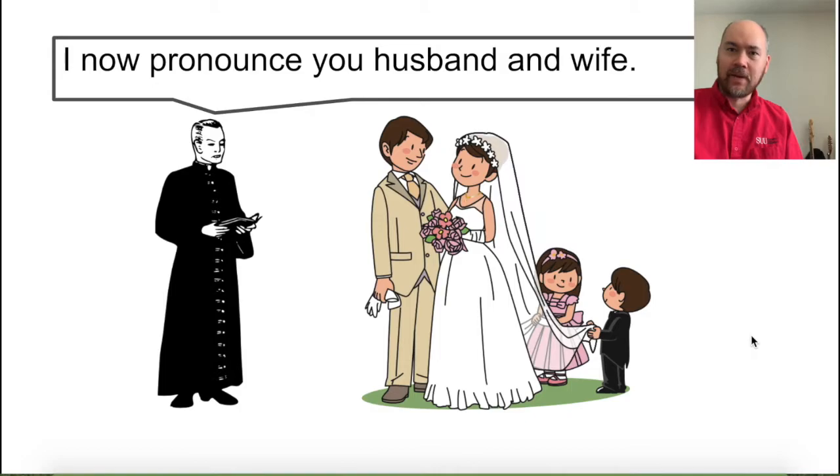So this clip art wedding here features a priest, and the priest presumably was hired just to do this, right?